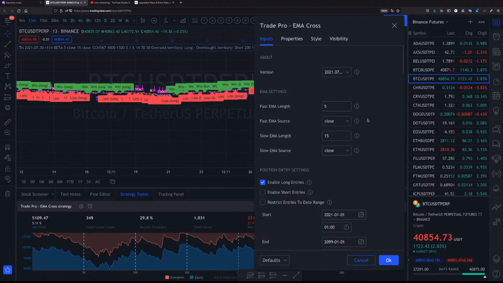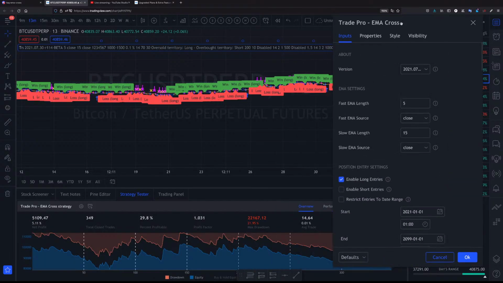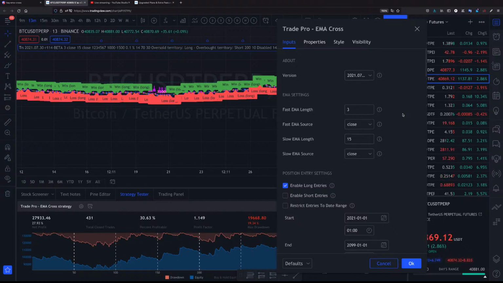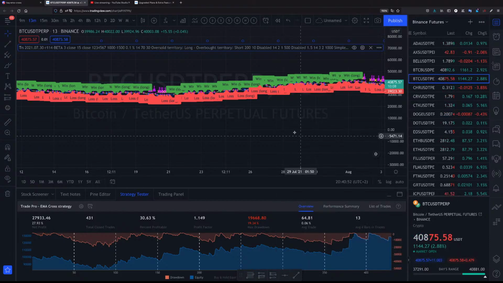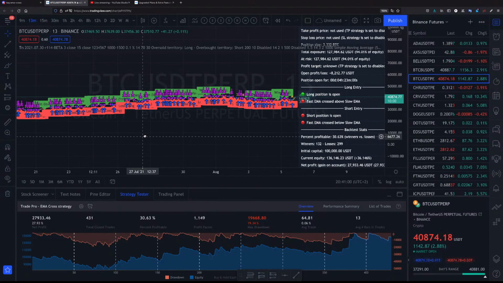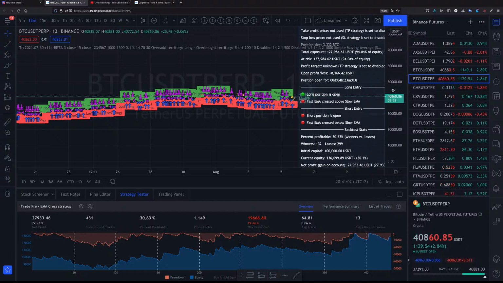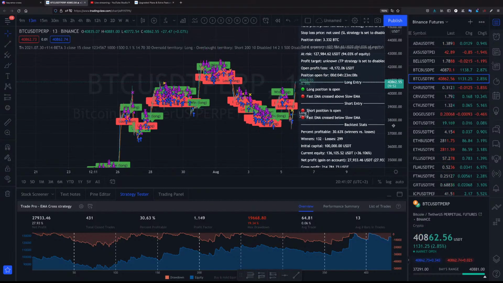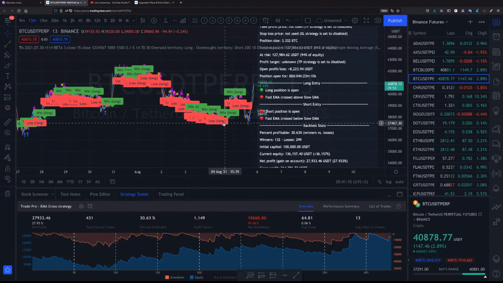Okay. 5%. I don't like the slope at all. Let's see if we go to 3. Wow. Okay. Wow. We get so many trades. Are you kidding me? My computer is not working anymore. Wow. What's happening here?